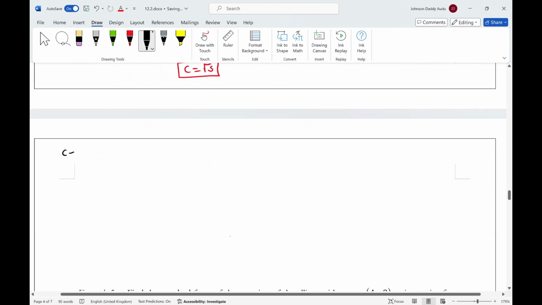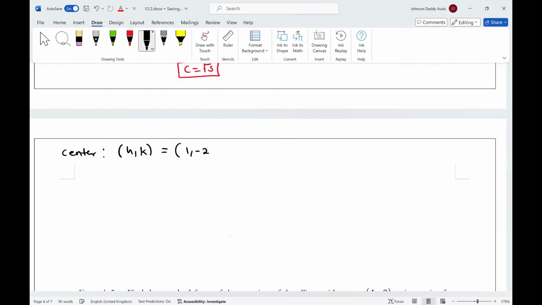The center, that is, you can do this before you try to plot it. The center is what? h, k, which we know is 1 and minus 2. And what are the vertices? The vertices is now minus a plus h, k, and what? a plus h, k.